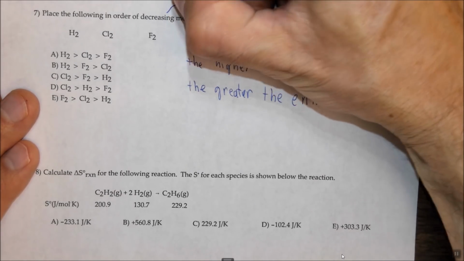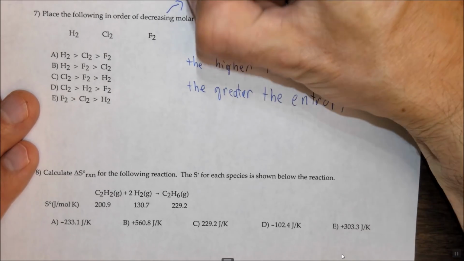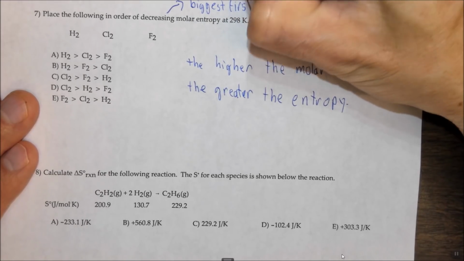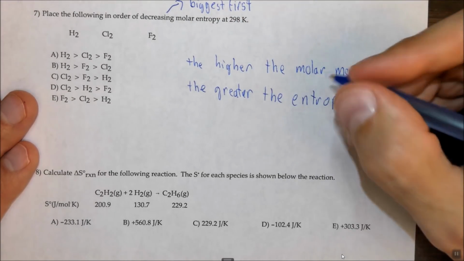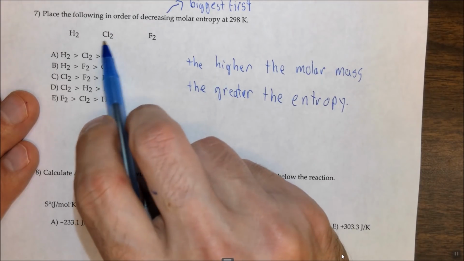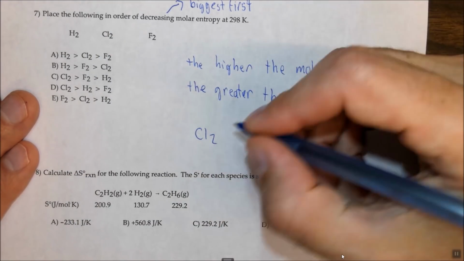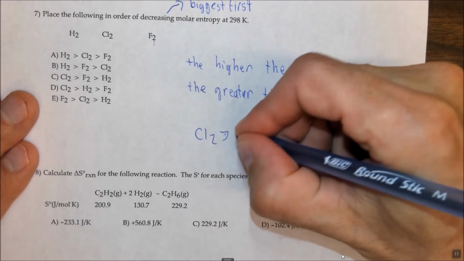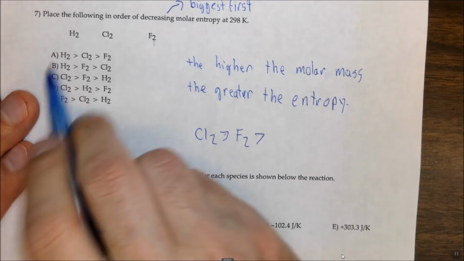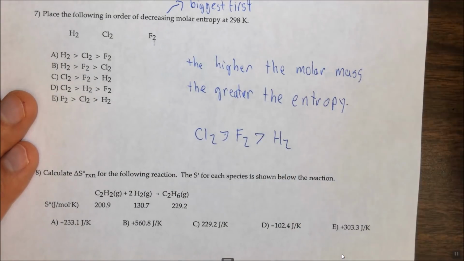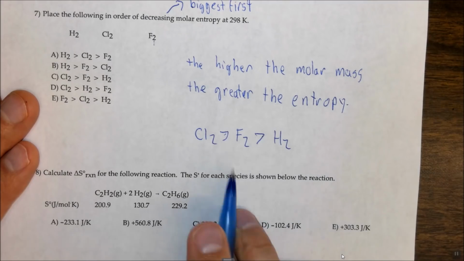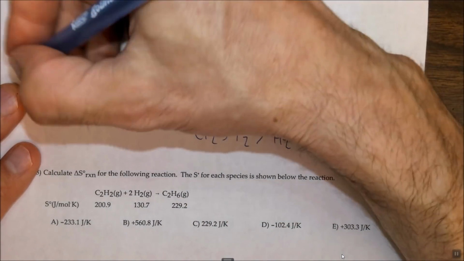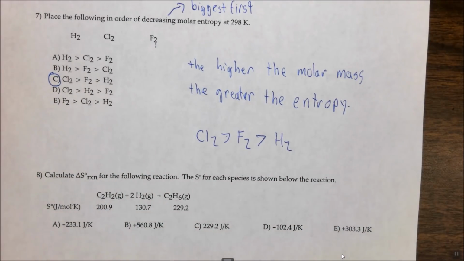So this is decreasing. So decreasing means biggest first. So the one with the biggest molar mass is chlorine. Right, it's around 71. Then that's going to be greater than fluorine, which is around 38, which is going to be greater than hydrogen, which is around 2. So this is the order based on molar mass, and this gives us choice letter C as our answer.